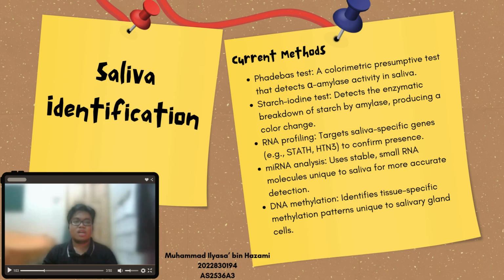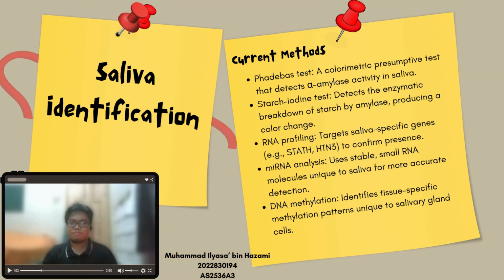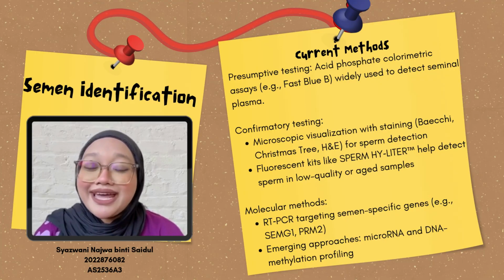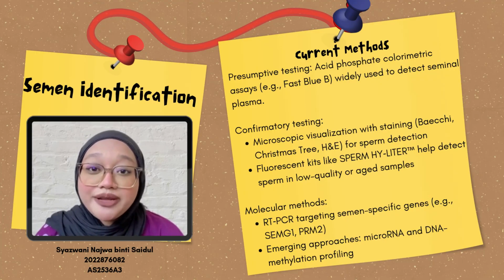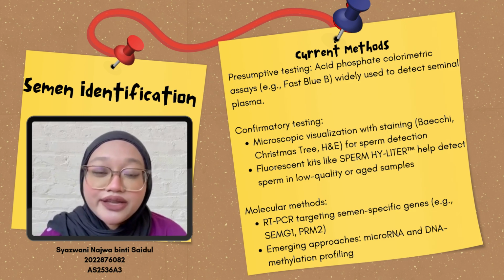Another advanced tool is DNA methylation profiling. This examines the unique epigenetic patterns found in saliva cells, making it possible to distinguish saliva from other fluids with high accuracy. Now, semen identification. Semen is the most commonly examined body fluid in sexual assault cases.